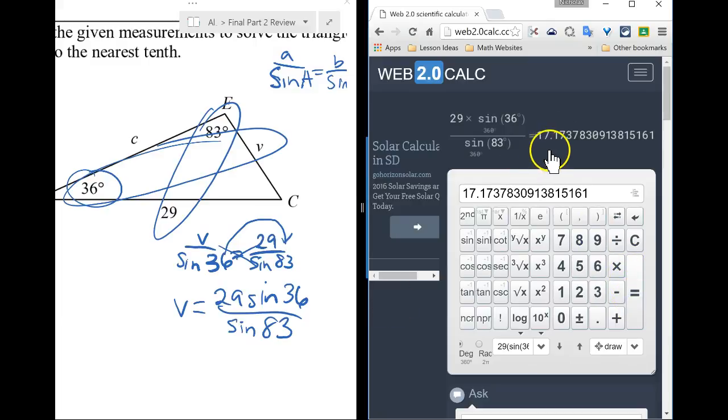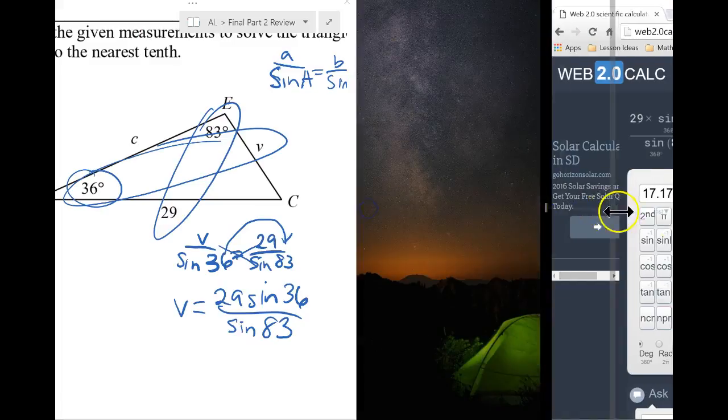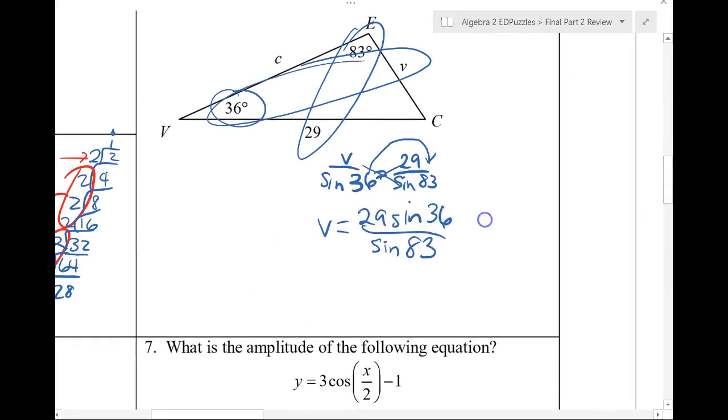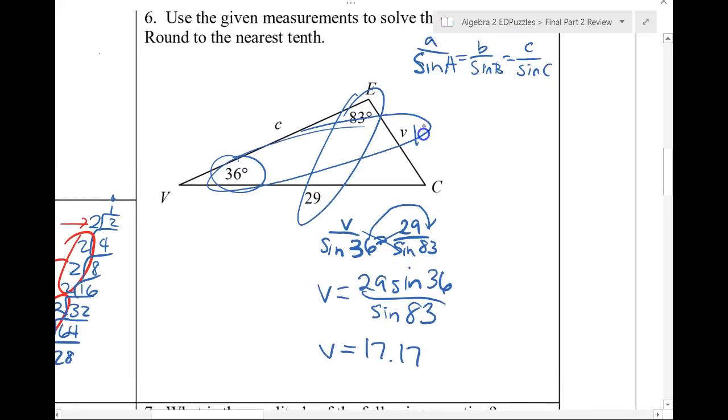Okay, so now let's go ahead and round. Oh, it says round to the nearest tenth. So let's round to the nearest tenth, which is the 7. Look to the right. 3 doesn't change the 7, so 17.17. Okay. So v is equal to 17.17. And it doesn't have a measure, so it's just 17.17. Okay, so, but we're still not done yet.